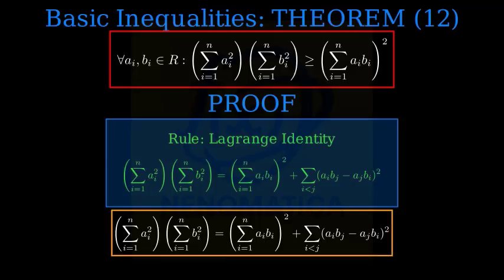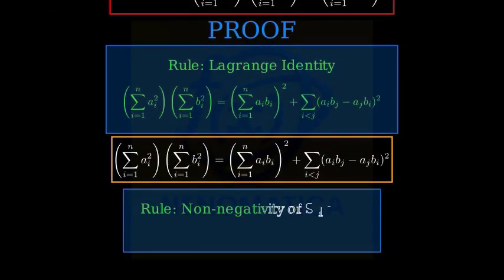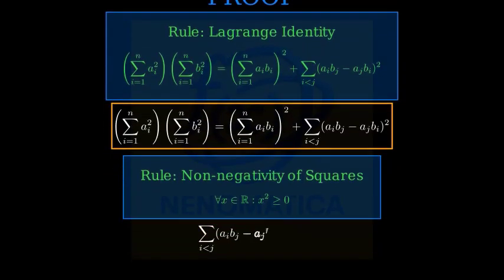Now, let's look at the second part of this equation. The summation of a sub I times b sub j minus a sub j times b sub I, all squared, is always non-negative because it's a sum of squares. Therefore, we can remove this part from the right side of the equation, which would give us an inequality instead of an equality. By removing this non-negative term, we obtain the inequality.